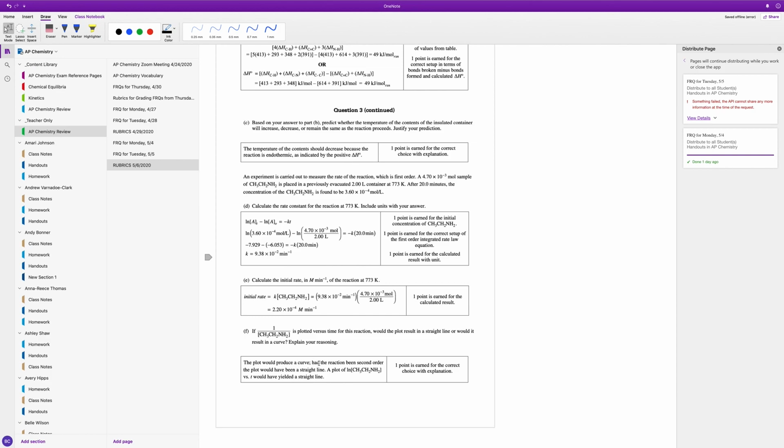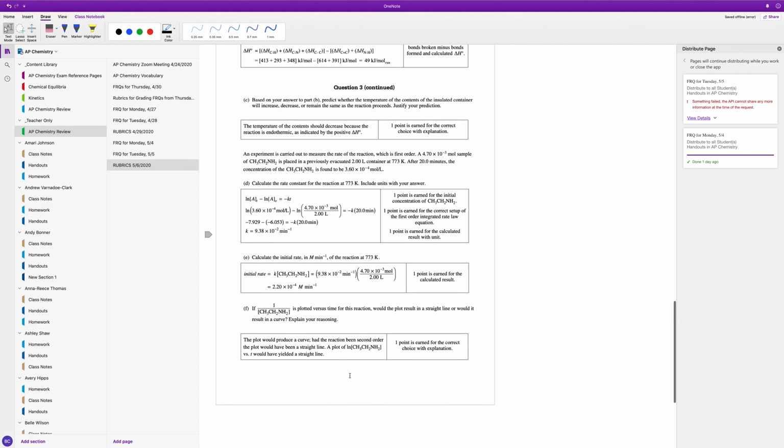The plot would produce a curve. Had the reaction been second order, it would have been a straight line. They're basically just clarifying that it's not a second order reaction, it's a first order reaction.